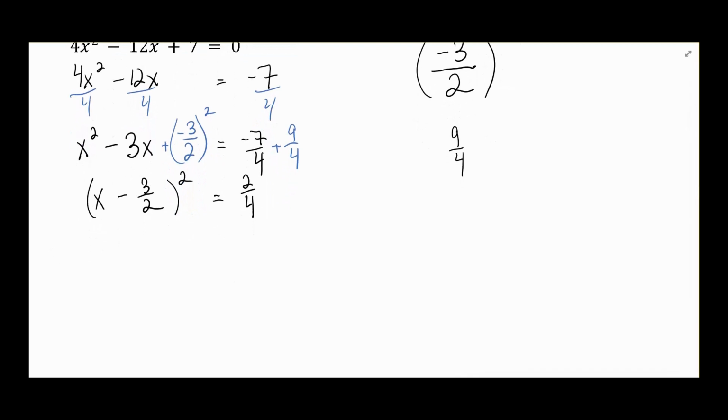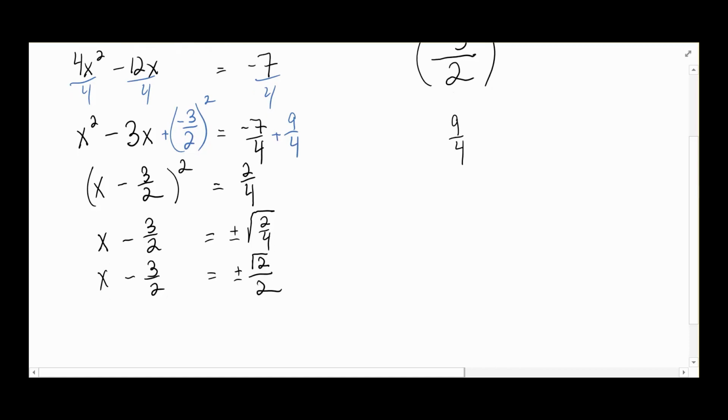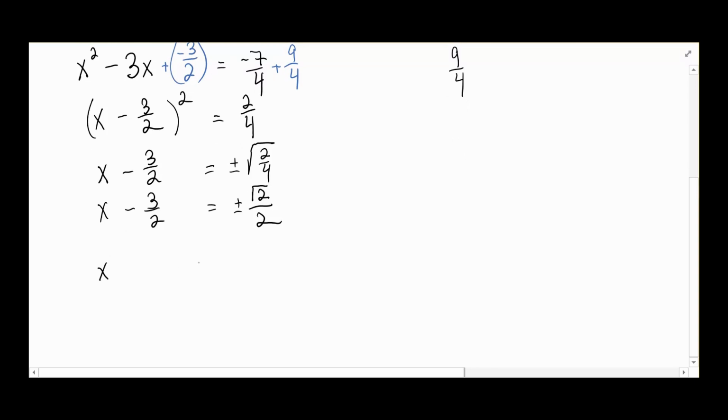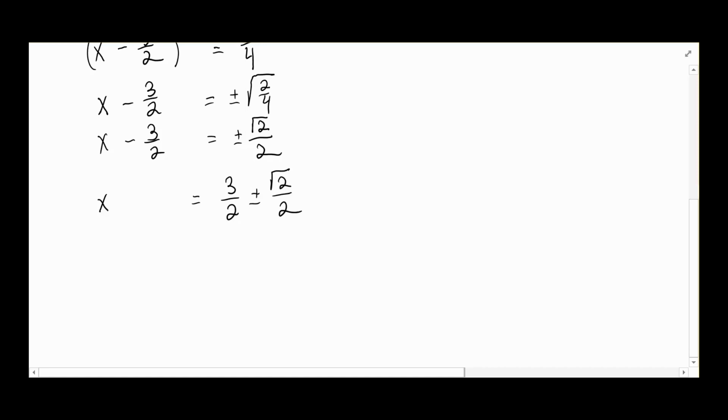So now that I have a perfect square on one side, number on the other, we can use the square root property. We can take the positive and negative square root of both sides. Now the square root of 2 I don't know, but the square root of 4 is 2. So now I can add that 3/2 to the other side. So that's one way to write the answer. I could also write the answer by realizing that I have a common denominator, so I could say it's 3 plus or minus root 2 over 2.